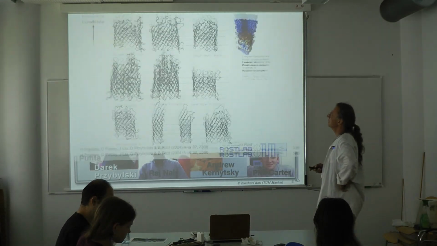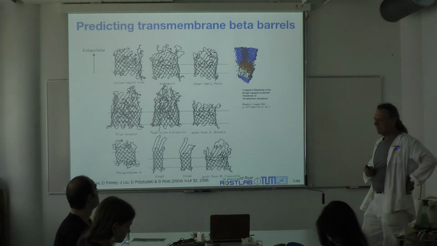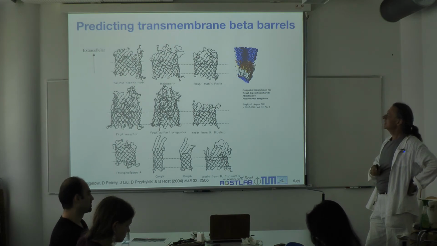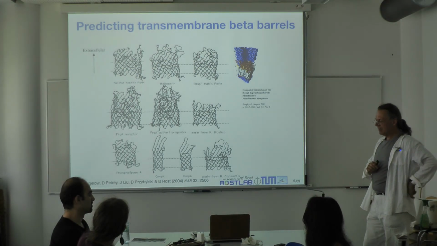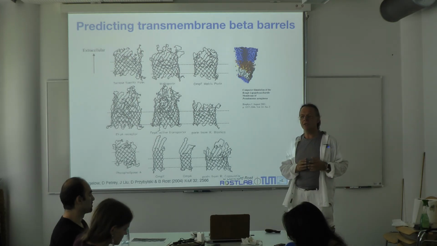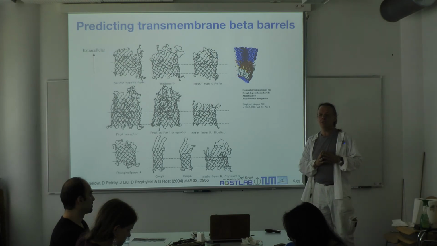Today we will talk about beta membrane prediction. Last week we talked about the alpha helical membrane proteins. Some proteins go through the lipid bilayer with helices that are orthogonal to the membrane. Others do it with beta strands.